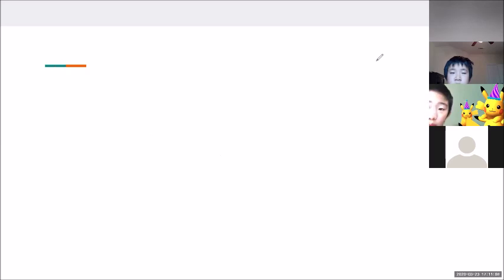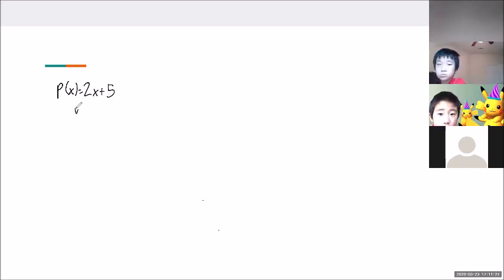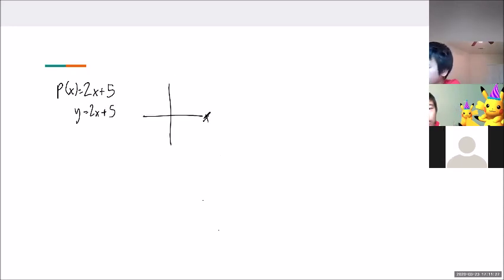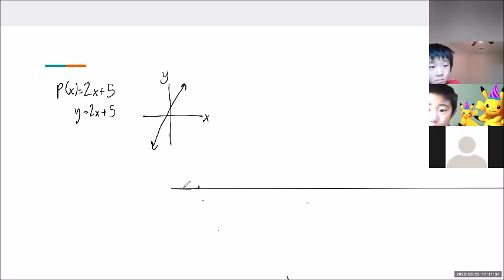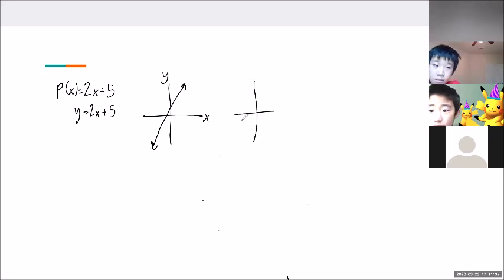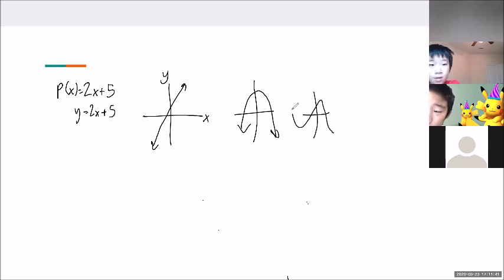Next of all, we know that polynomials can be graphed. For example, if you have a polynomial p of x is equal to 2x plus 5, you can just graph it as y equals 2x plus 5 on the coordinate plane. It would look something like this. And then if you have a quadratic, it would be graphed maybe like this, right? If you have a cubic, then maybe like this.